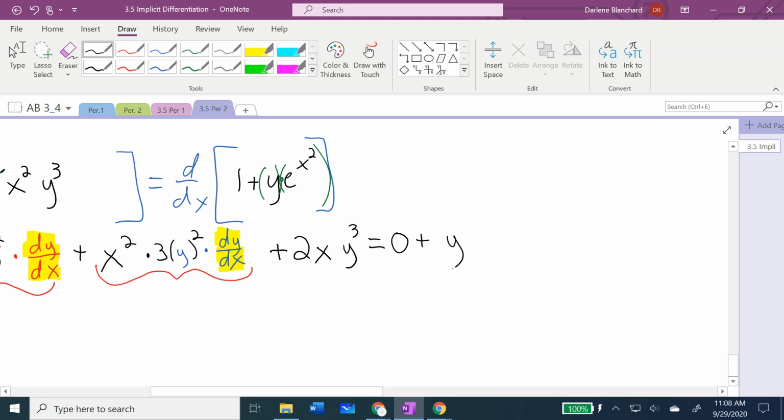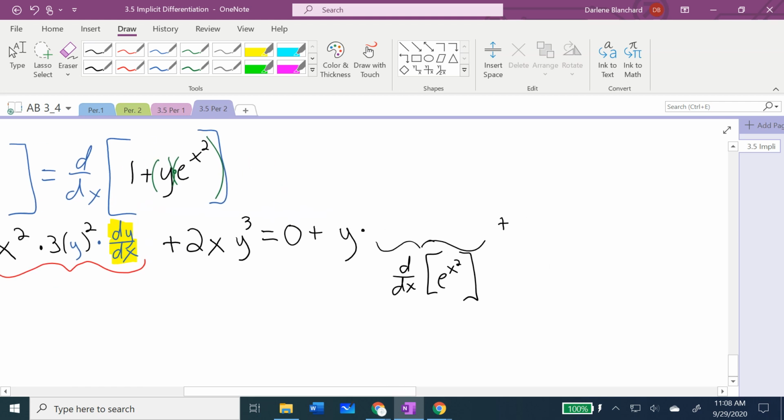I'm going to keep the y. I'm going to multiply by the derivative of e to the x squared. Continuing with product rule, plus I'm going to be keeping the e to the x squared and multiplying by the derivative of just y itself. And the derivative of just y itself is dy dx.